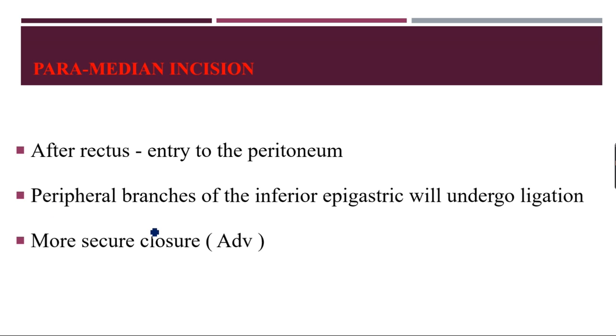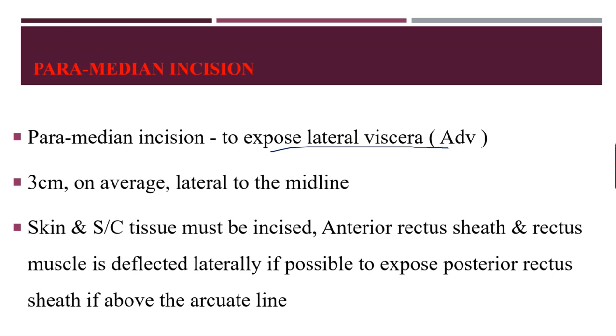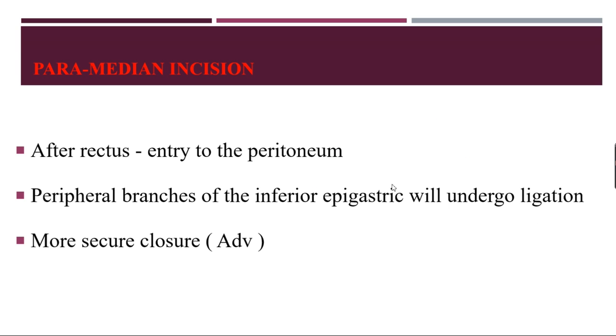Peripheral branches of the inferior epigastric artery usually will undergo ligation during paramedian incision placement, and the first advantage was visualization of lateral viscera here, and the second advantage is it is more secure closure as compared to median incision due to presence of the rectus abdominis muscle. It acts as a buttress during closure. Okay.